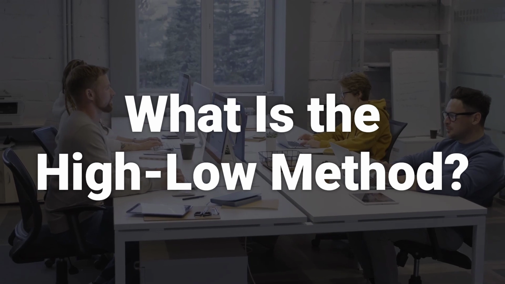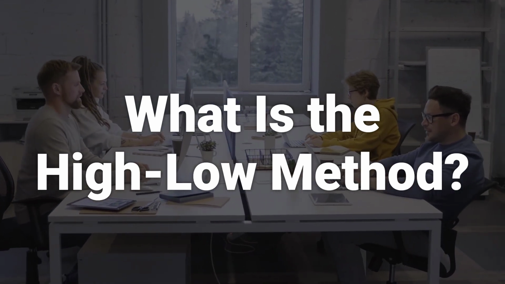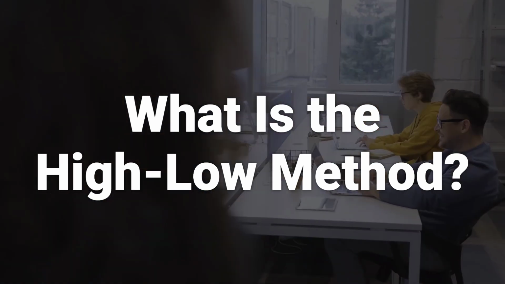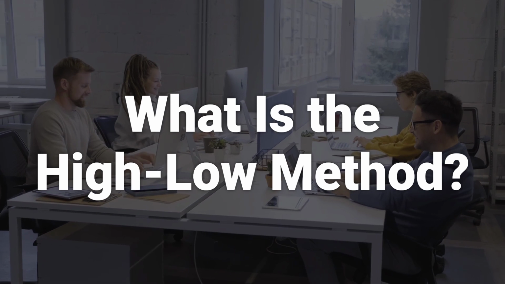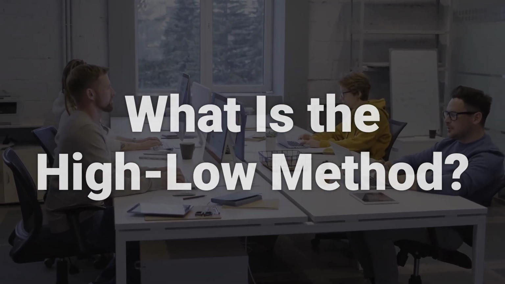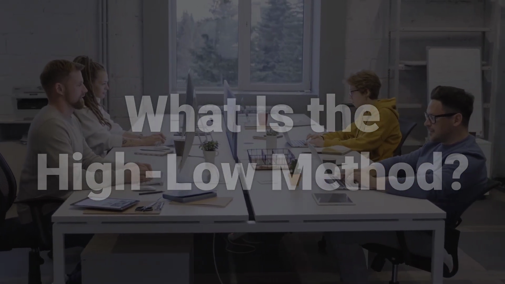If the variable cost is a fixed charge per unit and fixed costs remain the same, it is possible to determine the fixed and variable costs by solving the system of equations. It is worth being cautious when using the high-low method, however, as it can yield more or less accurate results depending on the distribution of values between the highest and lowest dollar amounts or quantities.